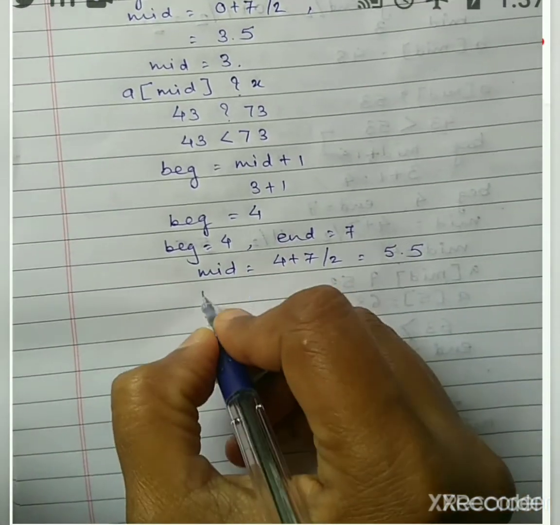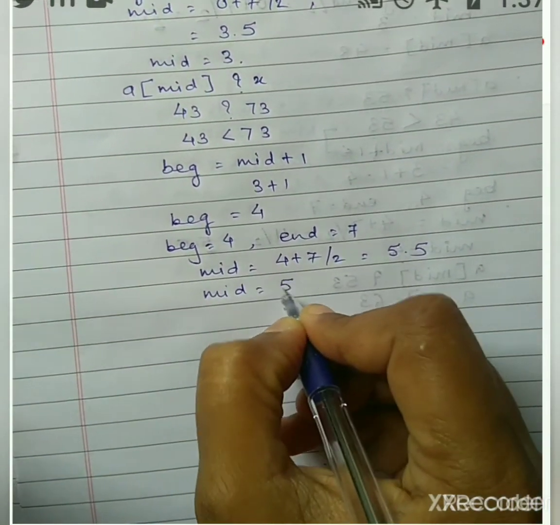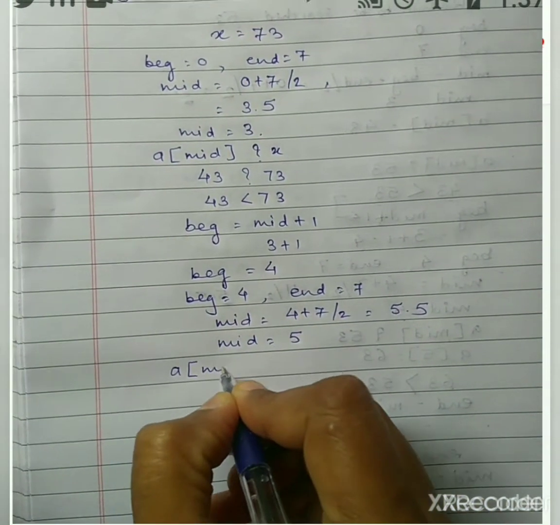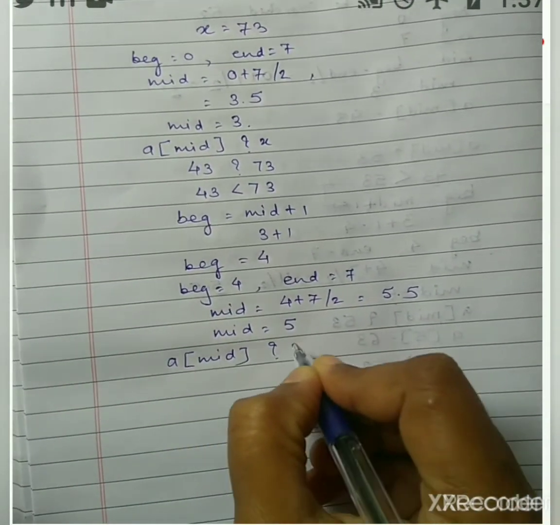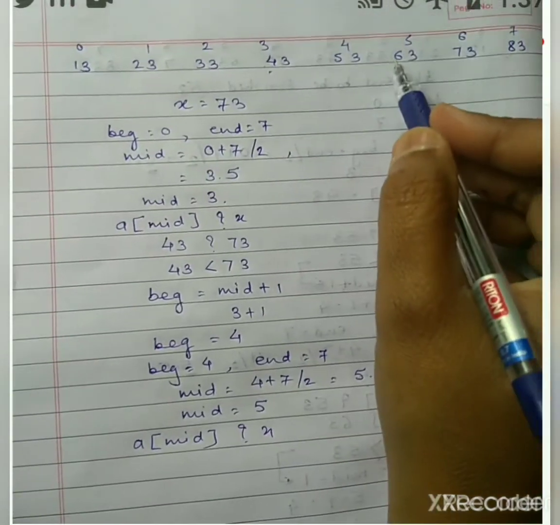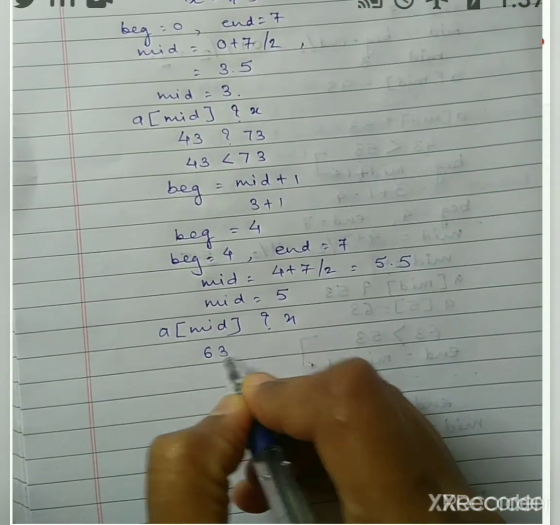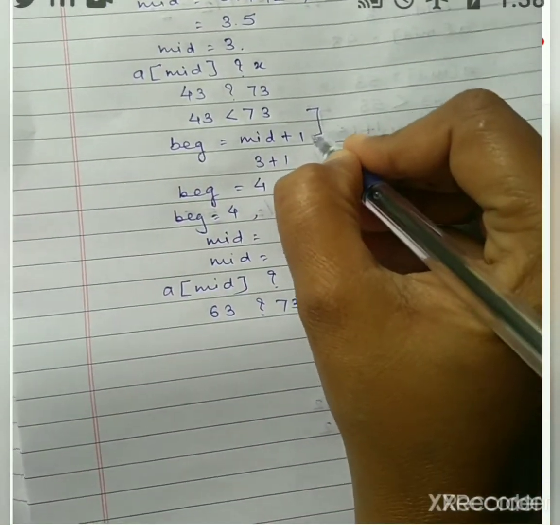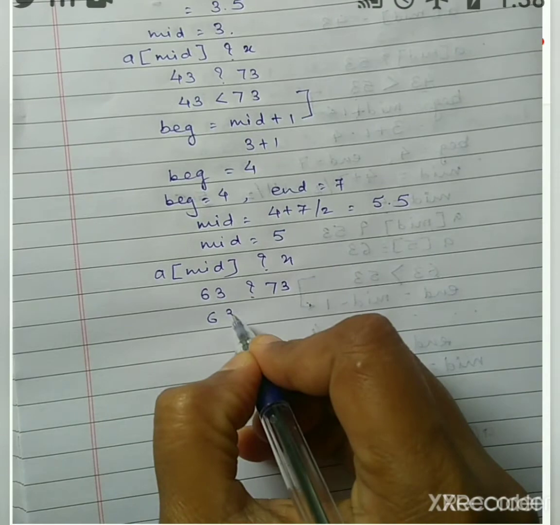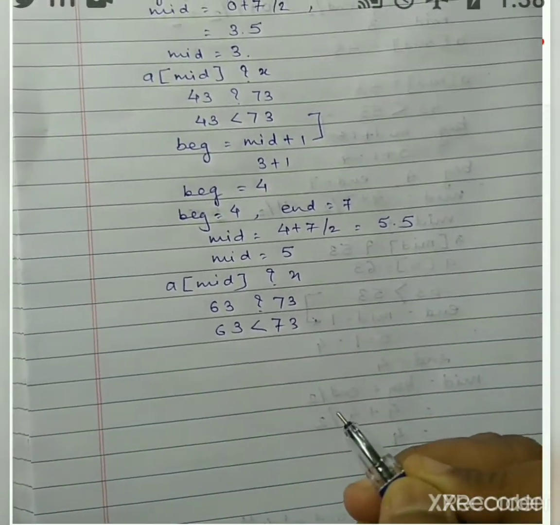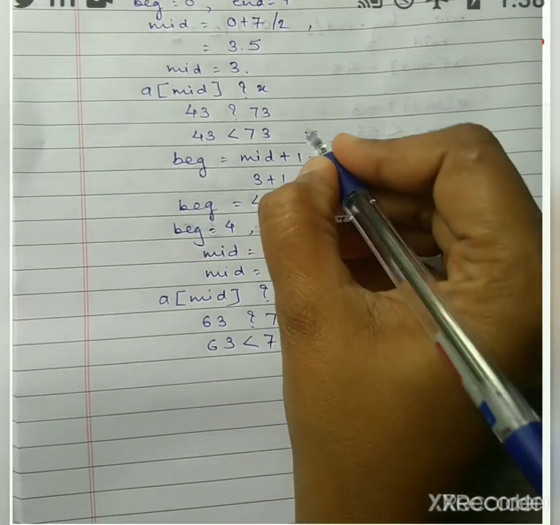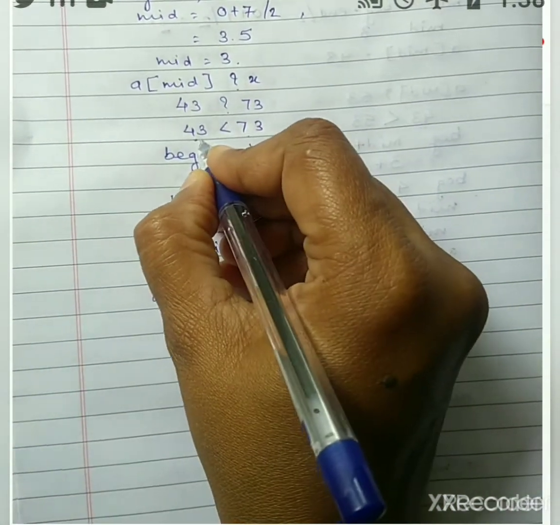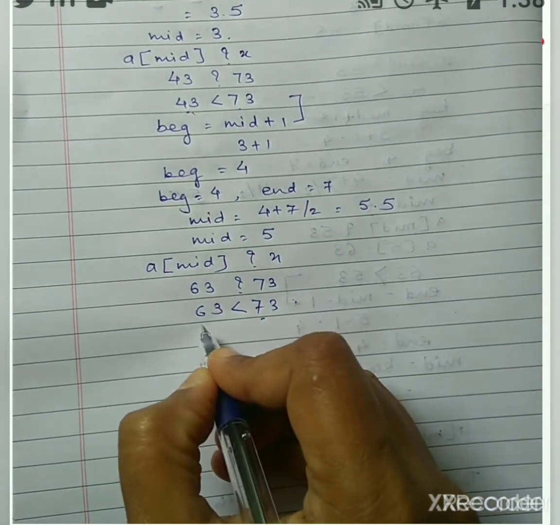Again we have to compare A of mid with x. A of 5 is 63, when compared with 73. Now 63 is again less than 73. The same situation happens here: the element to be searched is greater than the middle element. So what we have to do, again we are changing the beginning.